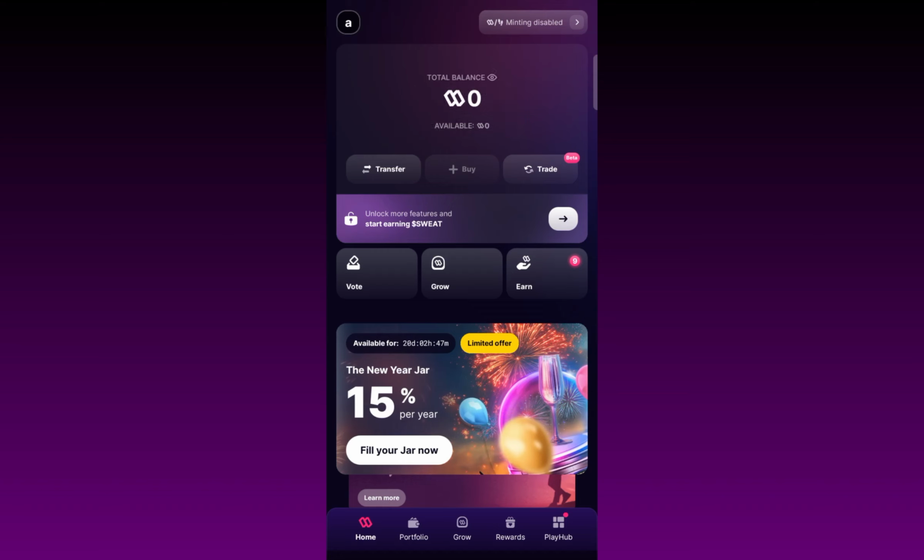How to withdraw money from Sweet Wallet. First, log into your Sweet Wallet account. Here, this is the home page of your Sweet Wallet account, and here you will find the Sweet coin available in your account.